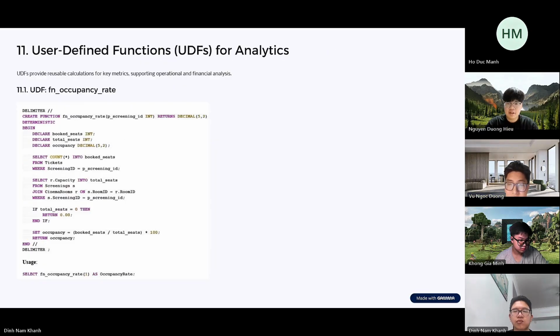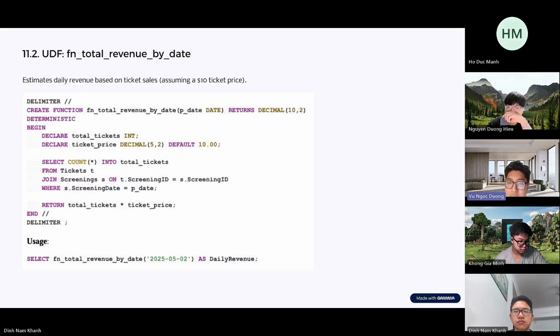into the audit trail. Raw data isn't enough. We need insight. So we created two UDFs. Occupancy rate returns the percentage of booked seats for any screening, which helps managers spot underperforming or overcrowded sessions. Total revenue by date calculates total ticket revenue per date. We use a flat ticket price for simplicity.